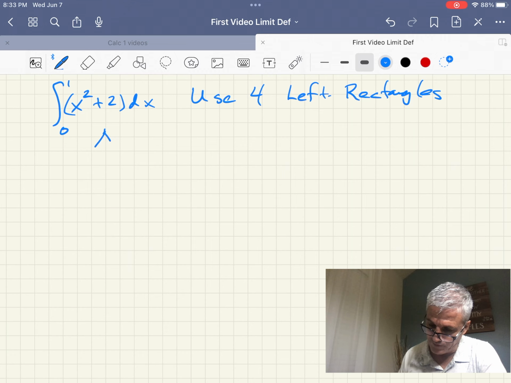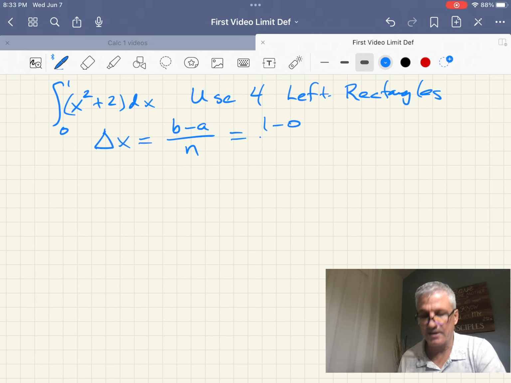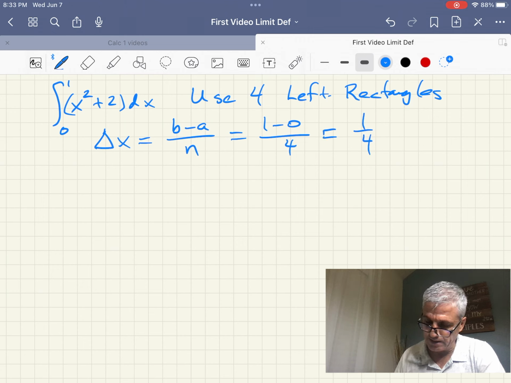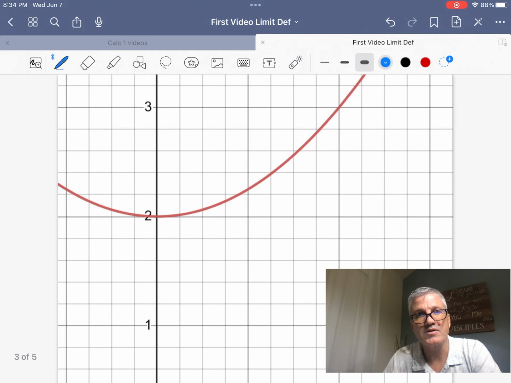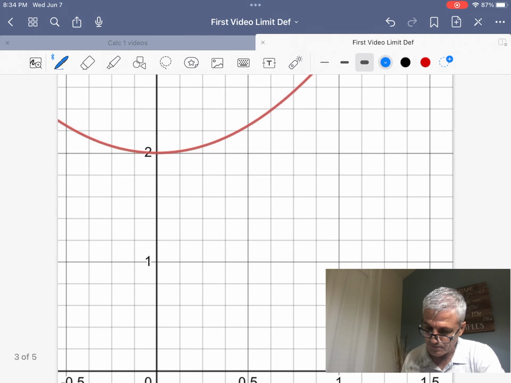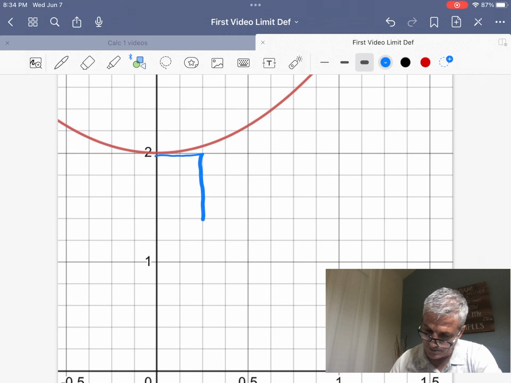So let's go back here. If we're using 4 rectangles from 0 to 1, that means that delta x equals, in general, b minus a over n, which in our case would be 1 minus 0 over 4, because we're using 4 rectangles, which is equal to 1/4. So that means each one of our rectangles will have a width of 1/4. All right, so when I'm drawing this, this is going to look like this. The first rectangle is going to be this one right here.